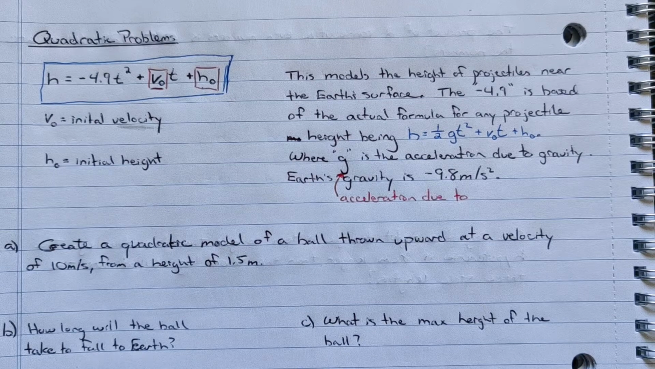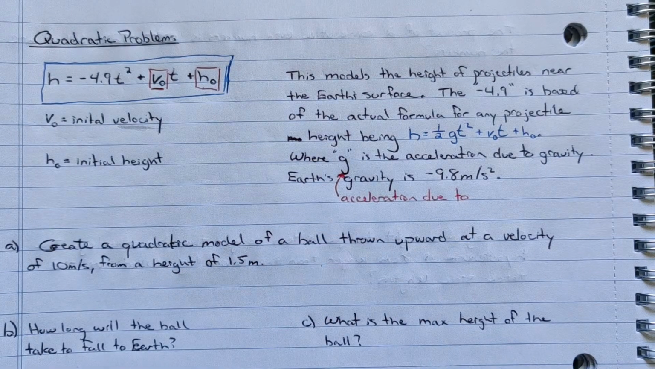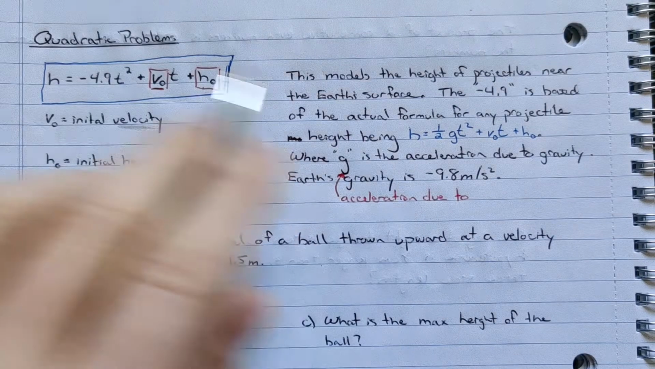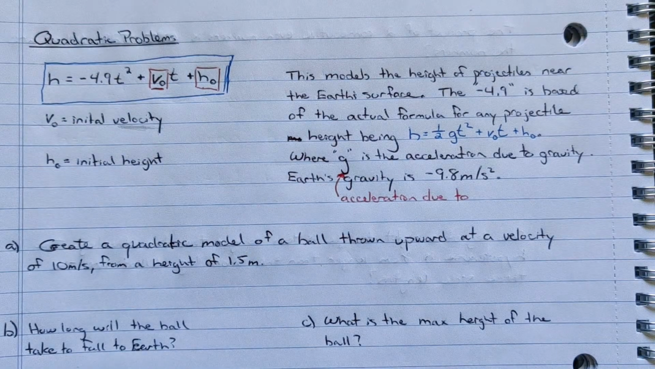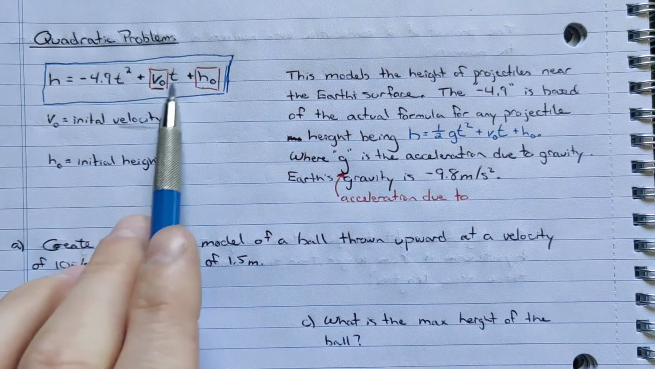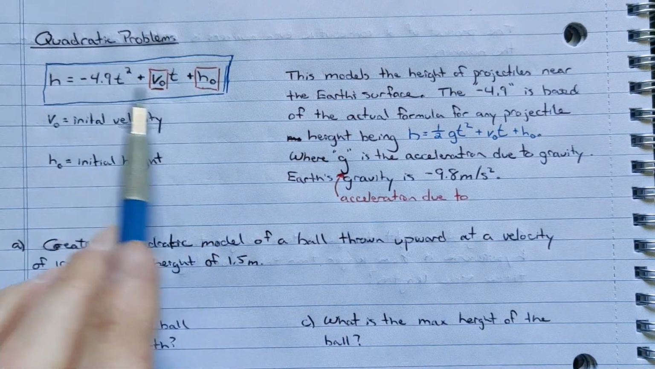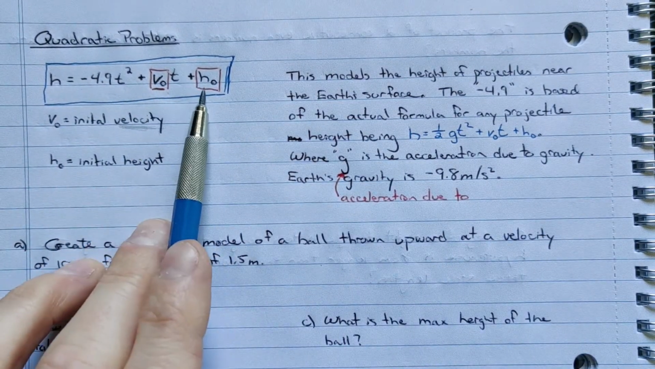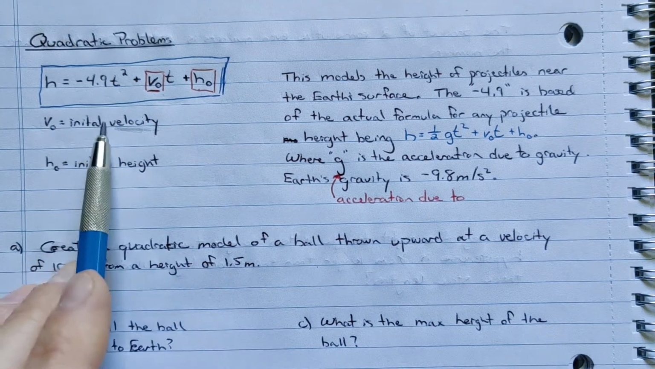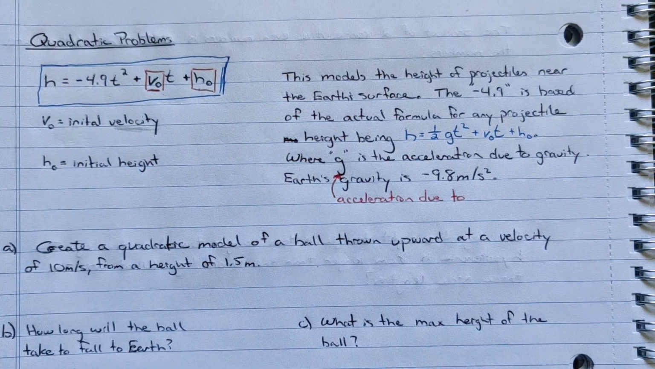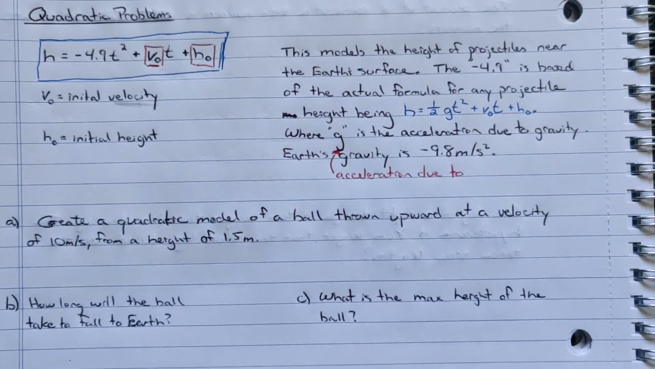But Earth's acceleration due to gravity does accelerate things down, which is why it's negative 9.8 meters per second squared. So that is the actual acceleration due to gravity near the surface of the Earth, and thus we use this formula for many of our acceleration models. But again, the important part is you just fill in the v0 and h0. That's what the 0 means, the initial velocity and the initial height. And then you can create a quadratic model.